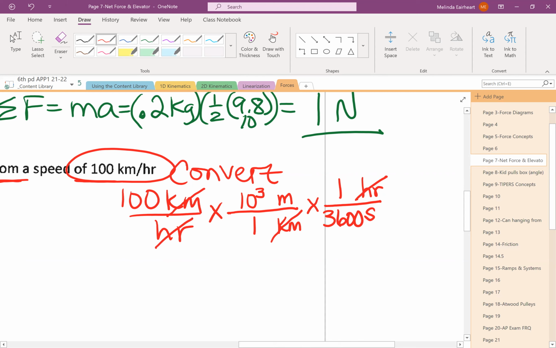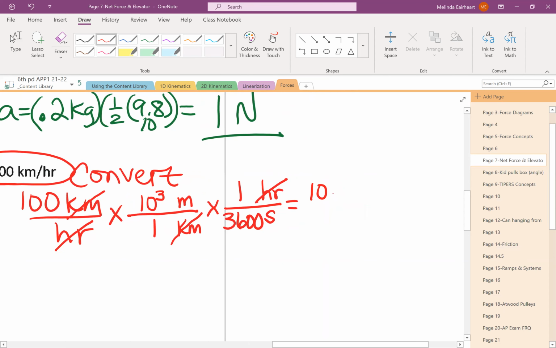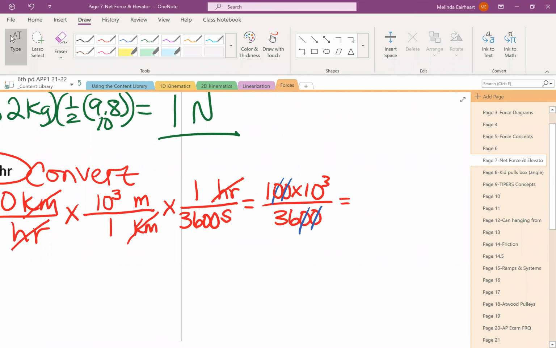60 times 60. And so notice 100 times 1,000 over 3,600. Work it out. You can even reduce before you keep going. And so plug it in. What do we get for this velocity in SI units? 27.8 sounds familiar. And the units that didn't cancel are meters per second. That's it, meters per second.